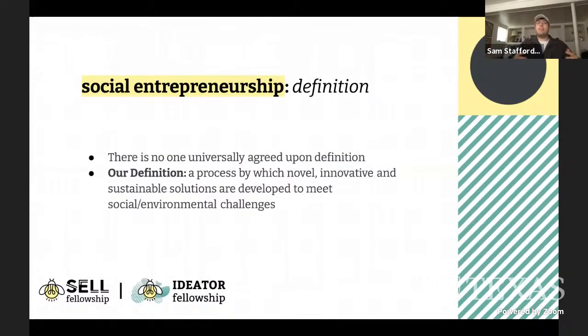Social entrepreneurship, a definition. Again, there's no universally agreed upon definition, but at CEL, our definition is a process by which novel, innovative, and sustainable solutions are developed to meet social and environmental challenges. So basically, it's taking the components of business and traditional entrepreneurship and thinking, how can we use social components and social initiatives to make this stronger? How can we take the tenets of entrepreneurship and use them to create social change that is sustainable and meets a triple bottom line? And we'll talk about that a little bit more later.